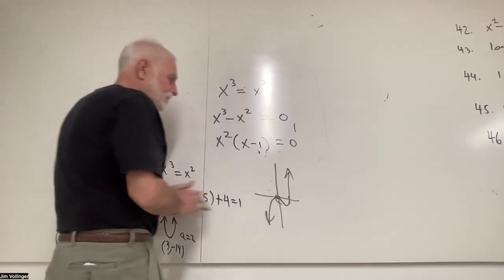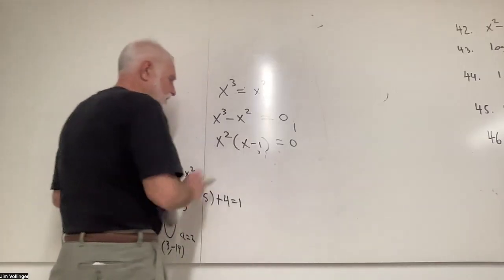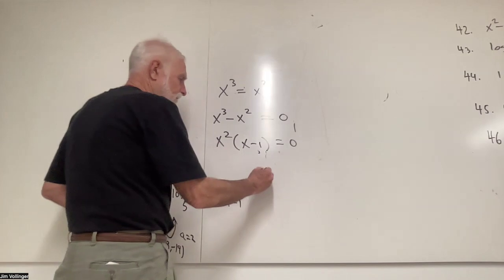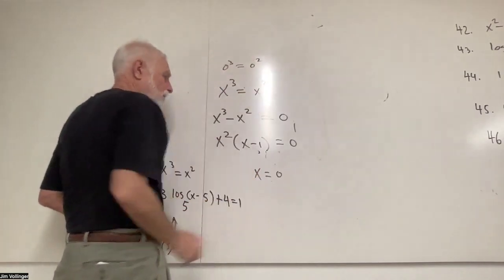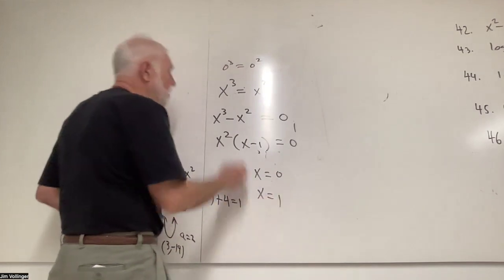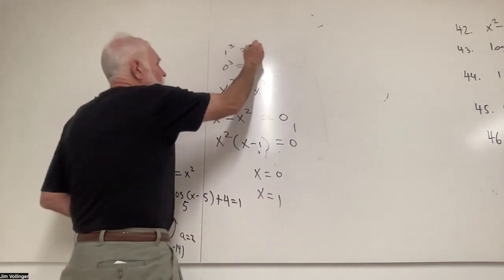But what are my answers? My answers are 0 and 1. If x equals 0, yeah, 0 cubed equals 0 squared. And if x equals 1, 1 cubed equals 1 squared.